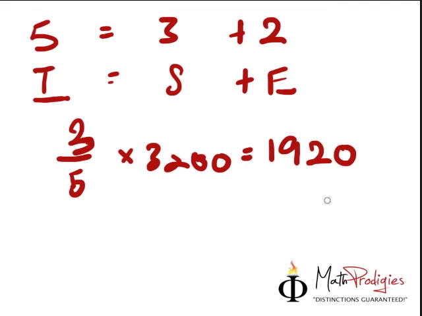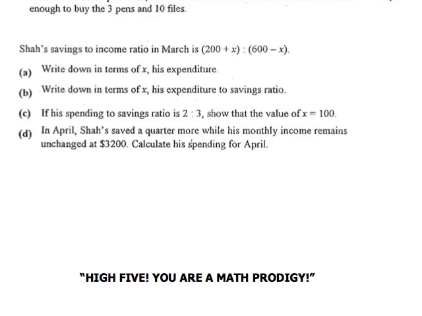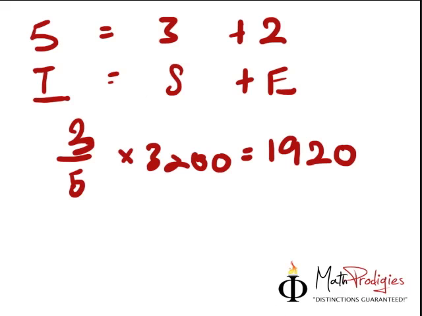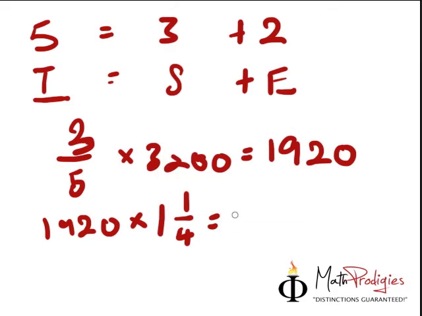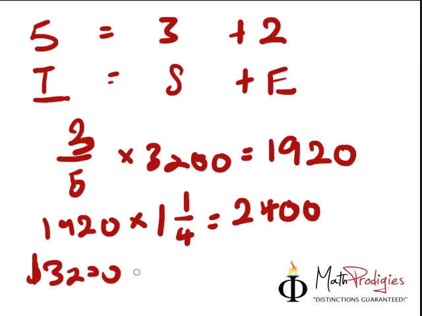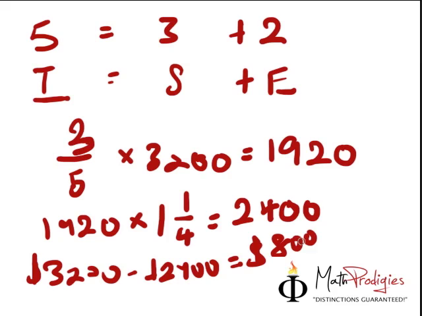This is the normal savings, but he saved a quarter more. So if you save a quarter more, it means 1920 times 1 1/4, which is 1920 times 1.25. He saves 2,400. So how much did he spend? The rest. So 3,200 minus 2,400 will give you the amount that he spent, which is $800. Bam, game over. And that's how we do this question.